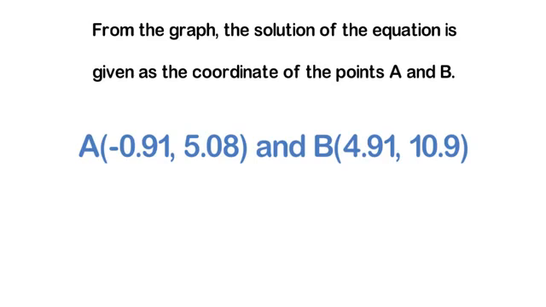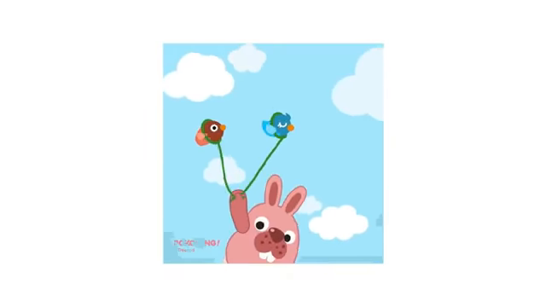But sometimes if you really want to see if you are correct from what you have done on the graph, you can solve the equation 2x squared minus 7x minus 3 equals x plus 6, or you can solve 2x squared minus 7x minus 5 equals x plus 4, for you to know if really it will give you the solutions we have obtained from the graph.